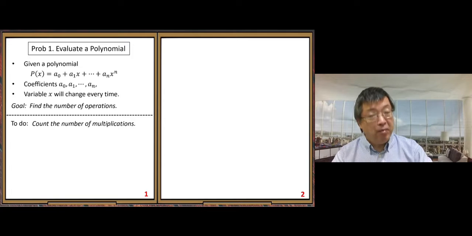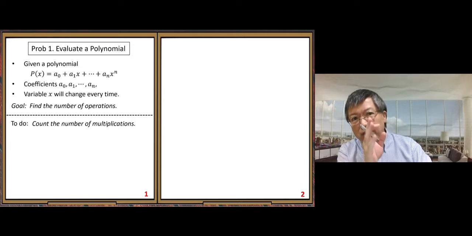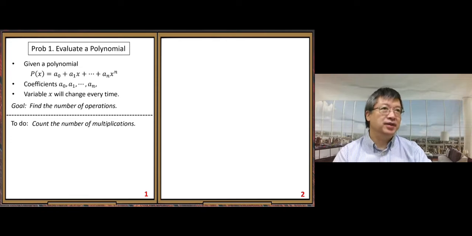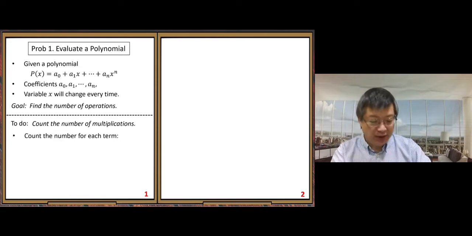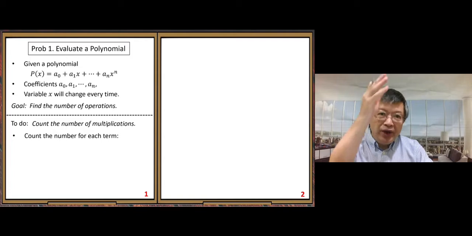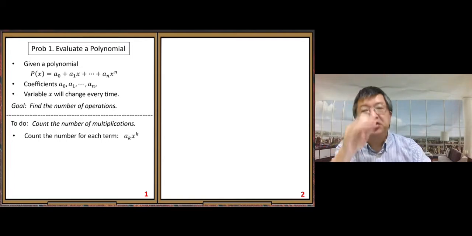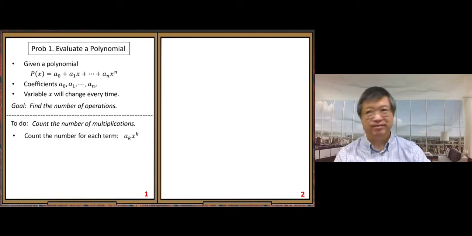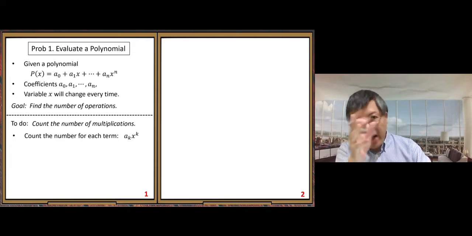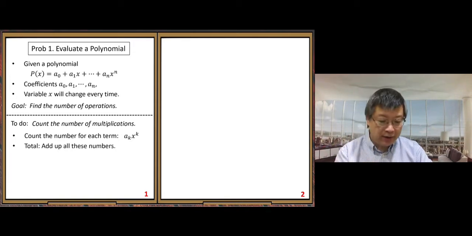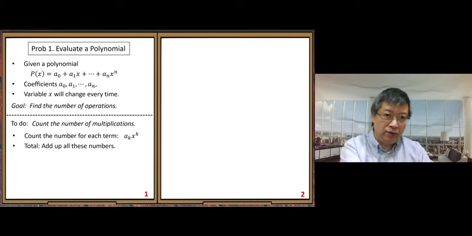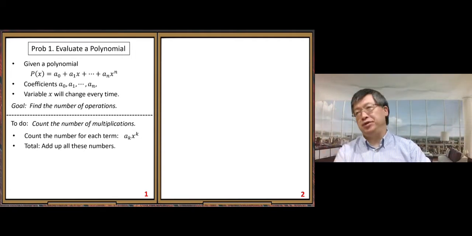Count the number of multiplications. This one, we need to do a little more work. So how much work? Let's take a look. First, we need to count the number of multiplications in each general term. After that, another part, get a total, add up all these numbers. Not very hard, so let's do it step by step.